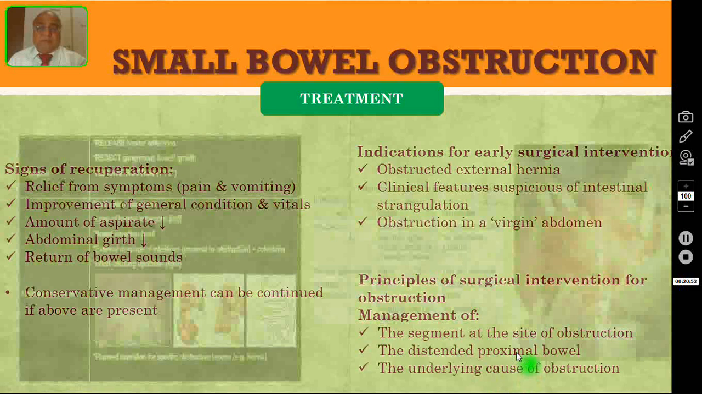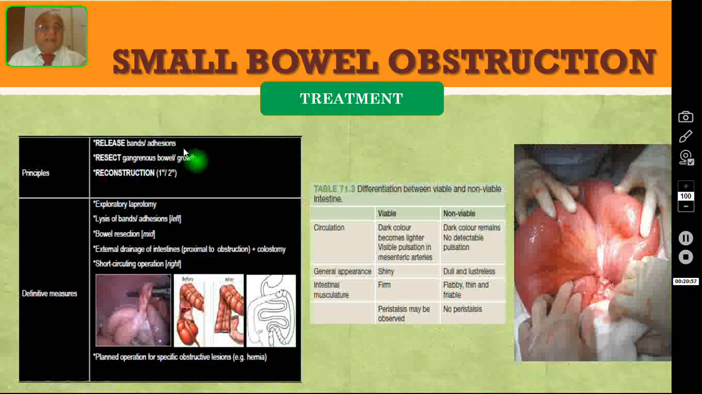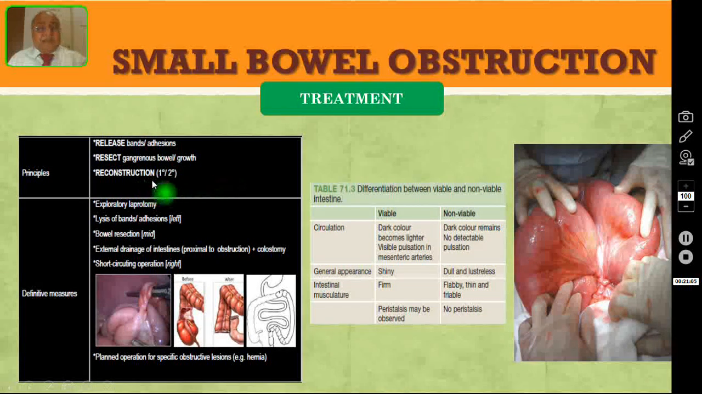So the principle is you have to relieve the bands and adhesions. You have to resect the gangrenous bowel segment and you have to do reconstruction. Either you can do end-to-end anastomosis, or if it is an unprepared bowel, then you can go for a temporary stoma. Definitive measures, of course, in all cases is exploratory laparotomy, because we don't know what is the cause for this obstruction.